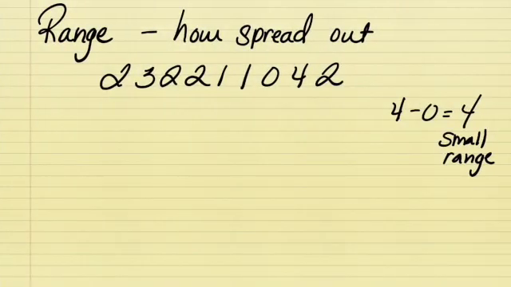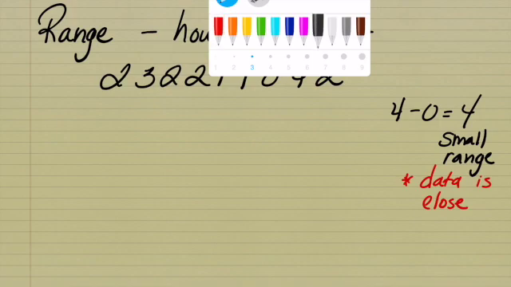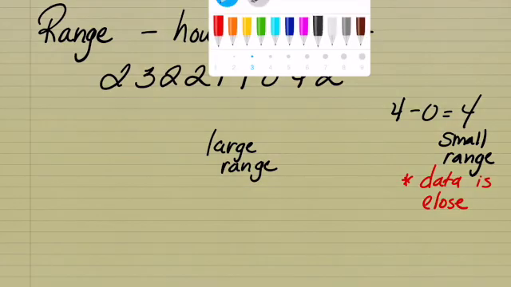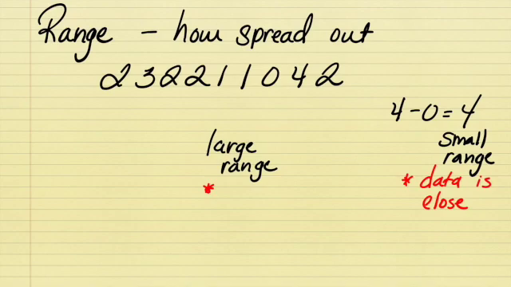When you have a small range, it means that our data is pretty close together. Now, if you were to have a large range, if your answer is a bigger number, that will mean that your data is very spread out. Spread out data. What does that look like?